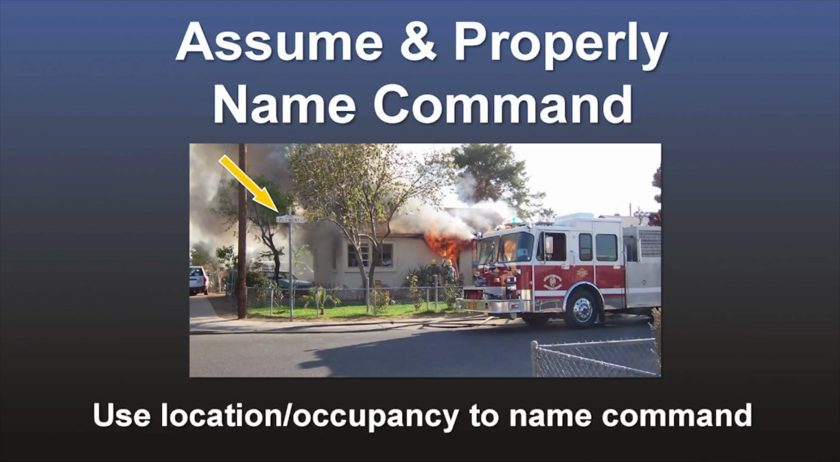Assuming and the proper naming of command is very important because it identifies the incident command for this particular event. Everyone assigned to the incident knows they are operating for Main Street Command. As an example, when Main Street Command radios dispatch to ask for another alarm, dispatch will know to send more resources to the Main Street incident and not the Elm Street incident that is being worked on the other side of town.